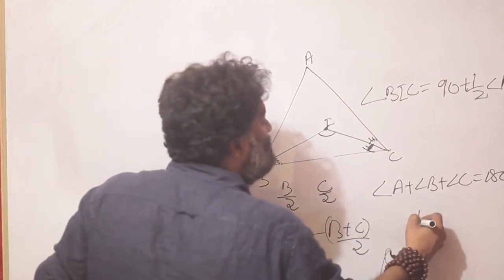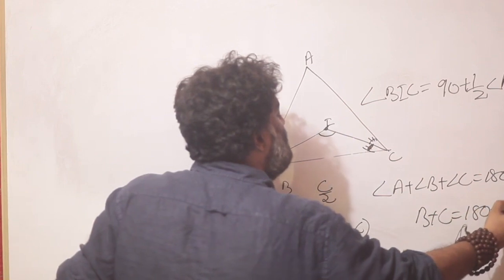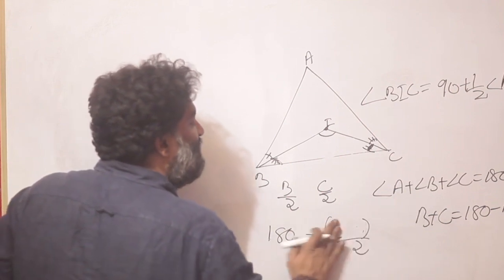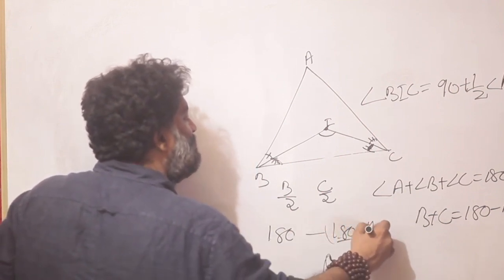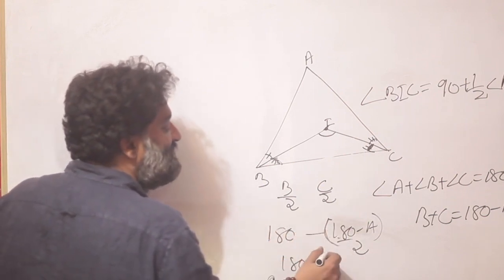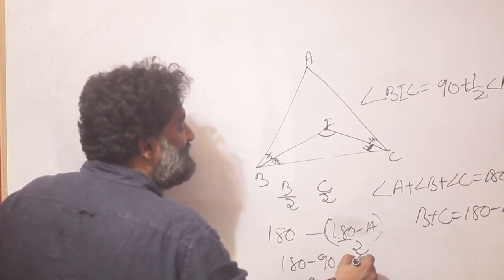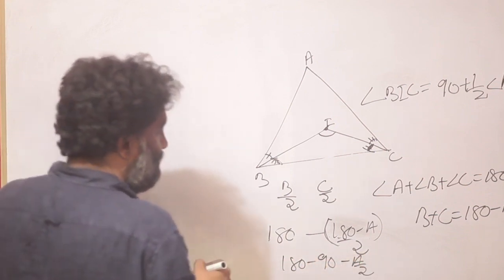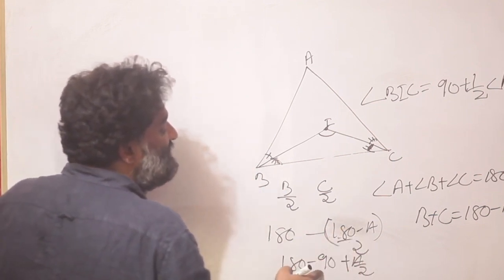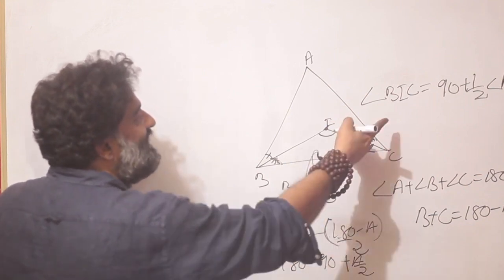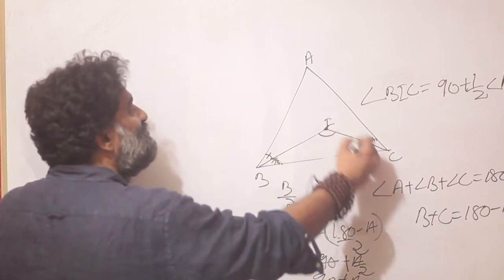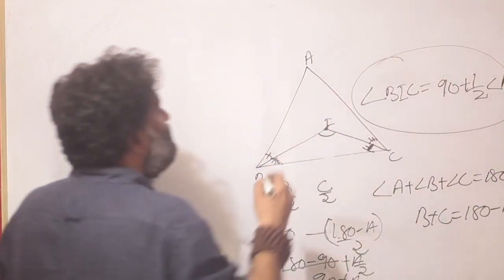And if I look at this equation, B plus C is equal to 180 minus A. So instead of B plus C, I can write 180 minus A. So 180 minus (180 minus A) by 2. So 180 minus 180 by 2 would be 90, and minus A by 2, and minus into minus will become a plus. So 180 minus 90 plus A by 2 is going to be my angle BIC. 180 minus 90 is nothing but 90. So 90 plus A by 2 is going to be angle BIC, and hence proven.